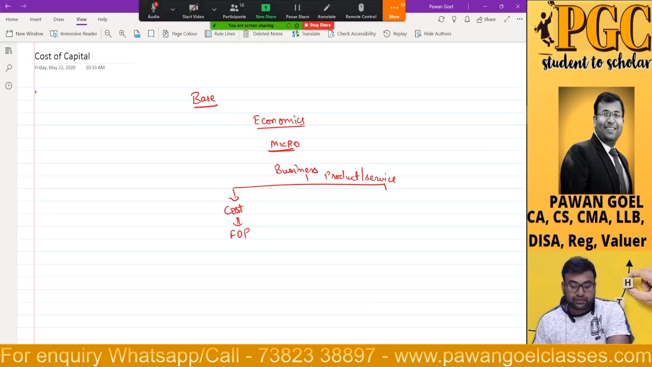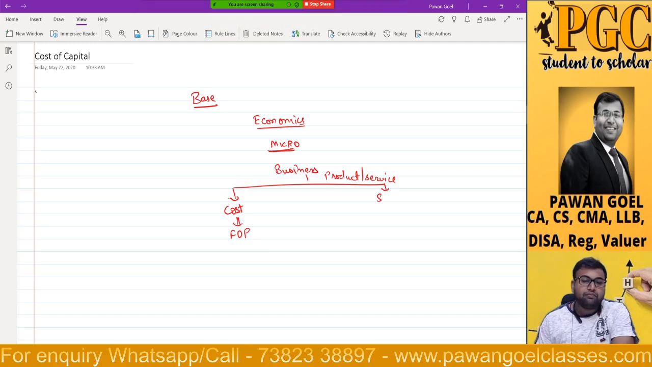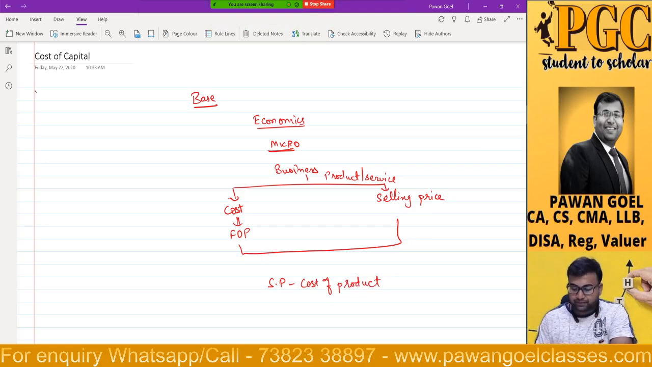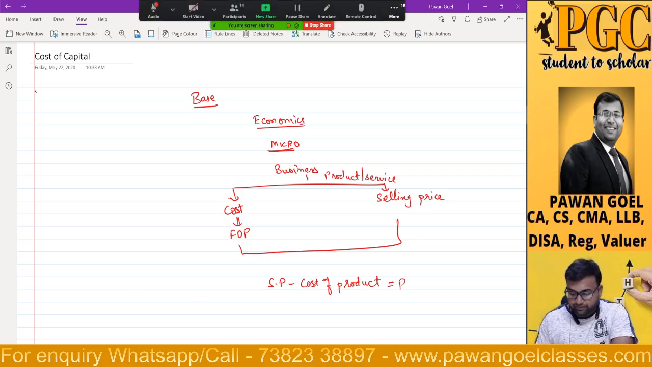After they have produced goods or services, they are going to make a sale of it. They are going to give it to other people for a selling price. They are going to fix a selling price for the product or service. The difference, the selling price minus the cost of the product, can somebody tell me what this will stand for? Very good, it is profit. Are we all okay with this?